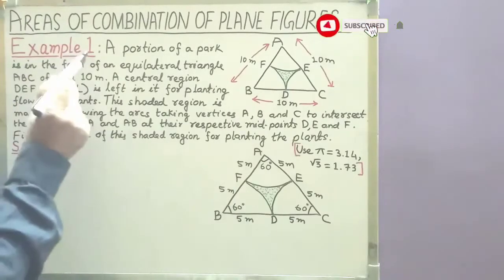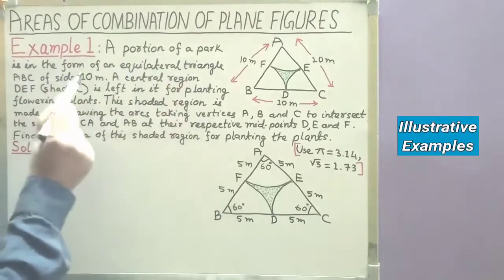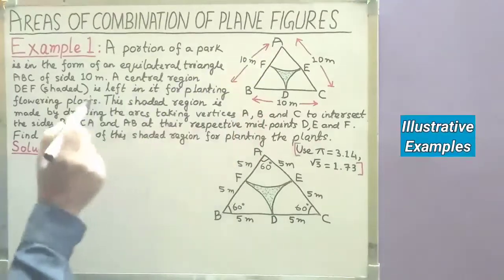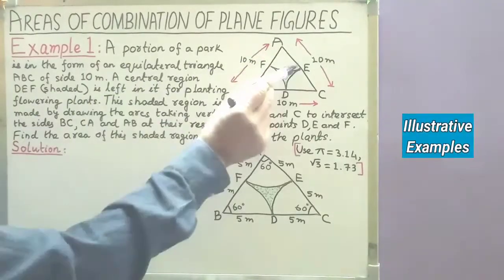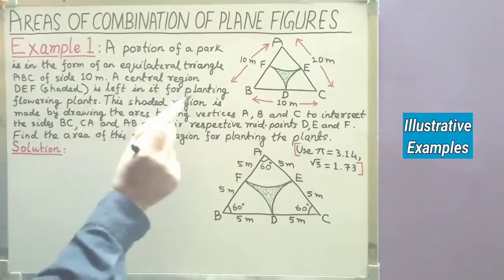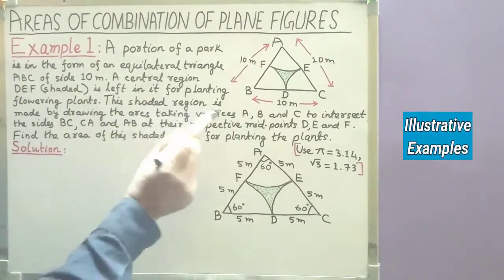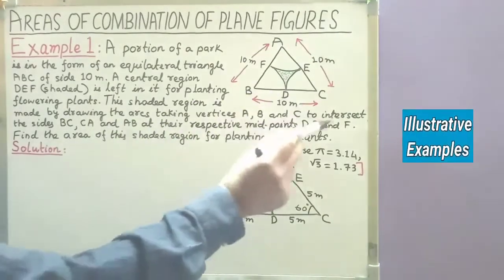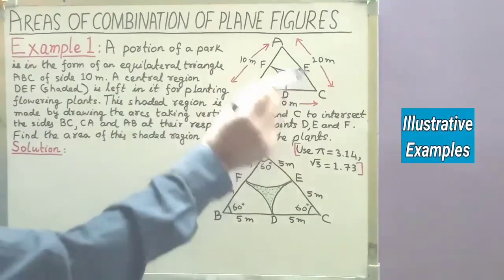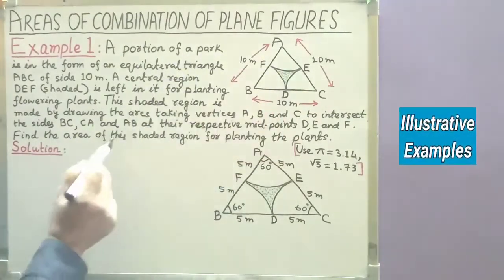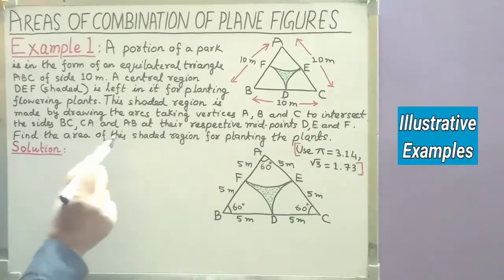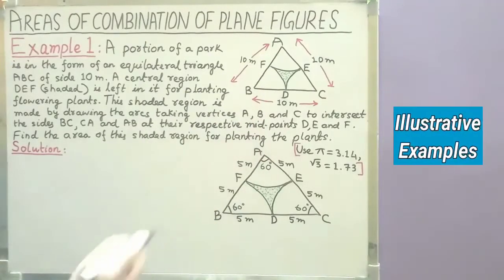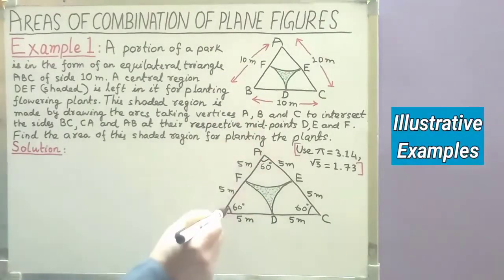Example 1. A portion of a park is in the shape of an equilateral triangle ABC of side 10 meter. A central region DEF, which is shaded in the picture, is left in it for planting flowering plants. This shaded region is made by drawing the arcs taking the vertices A, B and C to intersect the sides BC, CA and AB at their respective midpoints D, E and F. Find the area of the shaded region. Use pi equal to 3.14 and root 3 equal to 1.73.